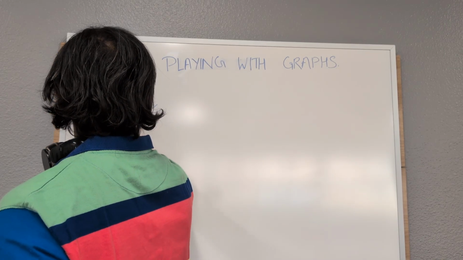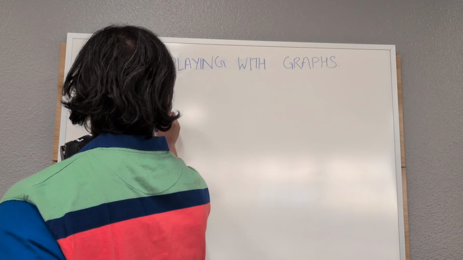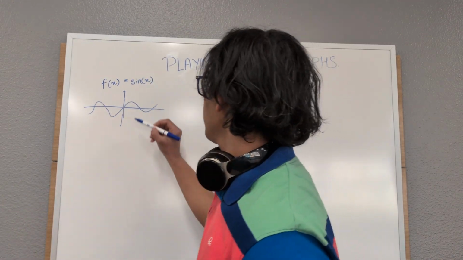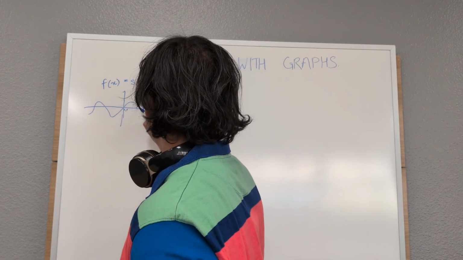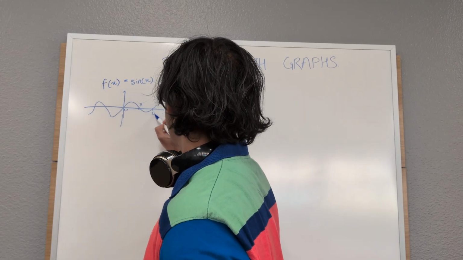Sine x looks something like this. This is 0, 0. This is pi. This is 2 pi.